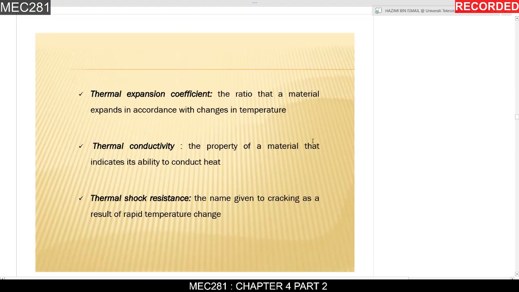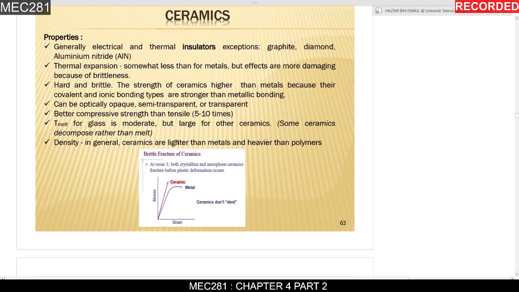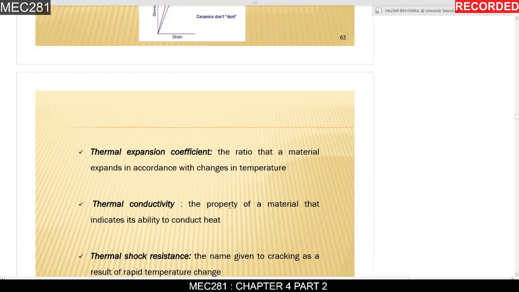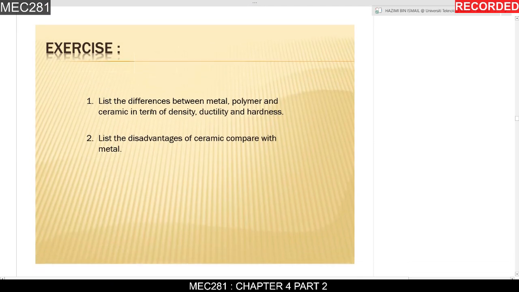Okay, so the thermal expansion coefficient, thermal conductivity, and thermal shock resistance that are listed here are explained more in this slide, so you can read by your own. And then, okay, let's do this exercise.